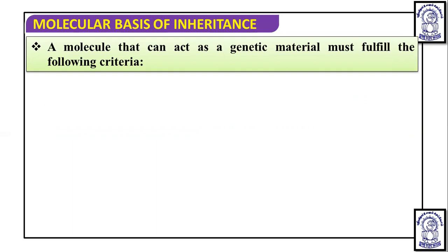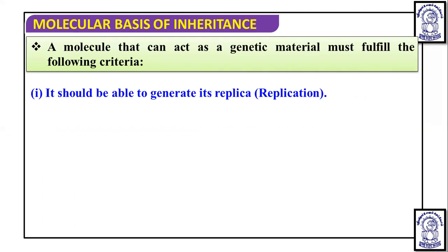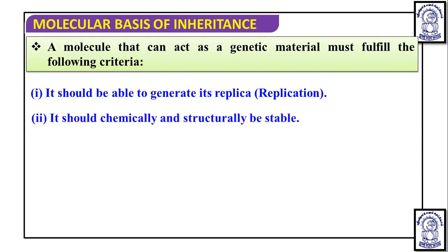So a molecule that acts as a genetic material must fulfill the following criteria. First, it should be able to generate its replica, meaning it has a capacity of replication. It should be able to make its own copy. It should be chemically and structurally stable. It cannot be broken up easily, it cannot be mutated easily, it cannot be damaged easily.